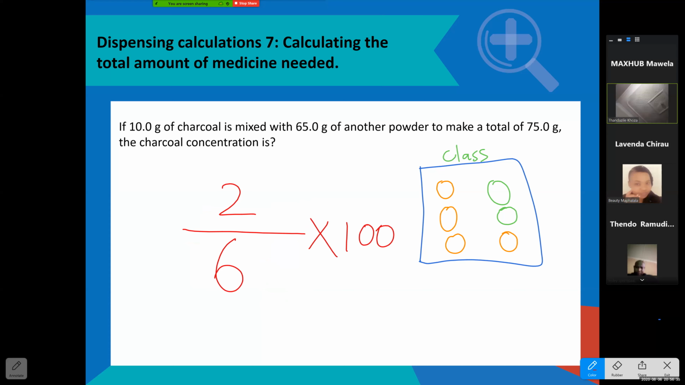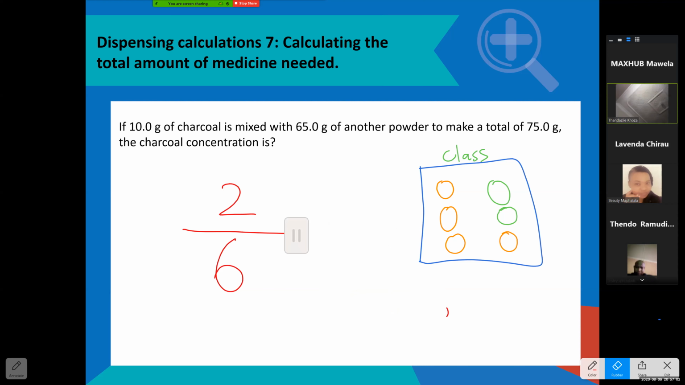So what is the answer? 33.3. You see now. So just remember, whenever you hear something about what proportion of this is in this thing, just try to think of this class. Please don't forget. Because you say 2 by 6, it gives you 0.33. You multiply by 100, it gives you 33.3. So that is very important.